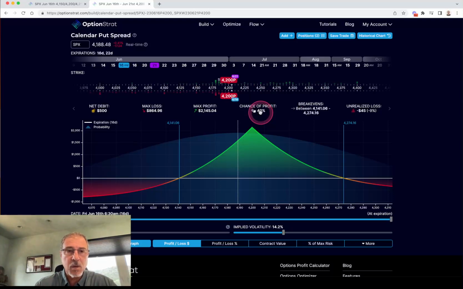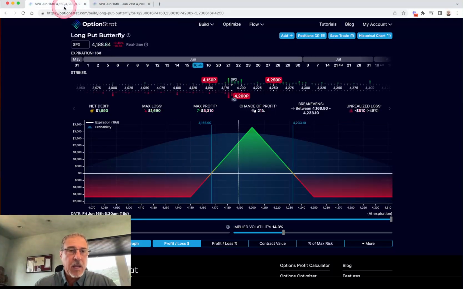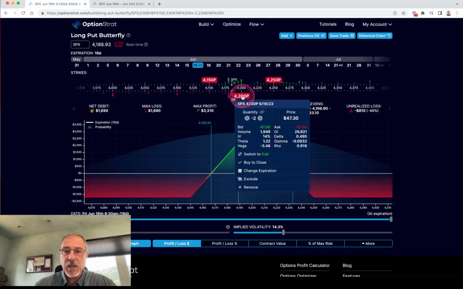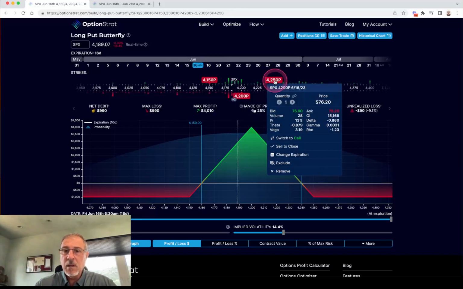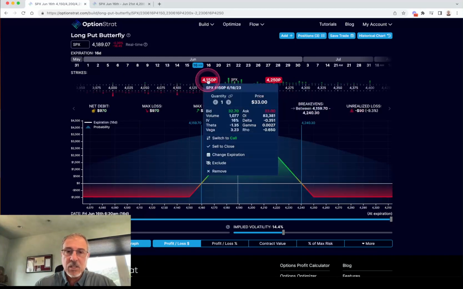But I want to get back to the whole construction component. So let me come back here to our butterfly. And basically where this tent comes from, it's the difference of what are we selling these two for? Well, in this case, we're selling these two for around $49. So that's going to bring in almost $100 in premium. Then we're buying this one at 76. We're buying this one at 33. Put all those together, and that's what gives us the amount that we're going to pay to get into this position.